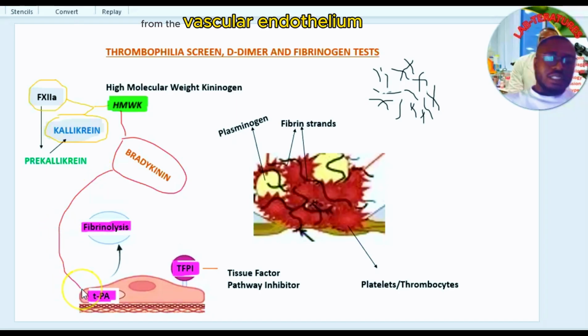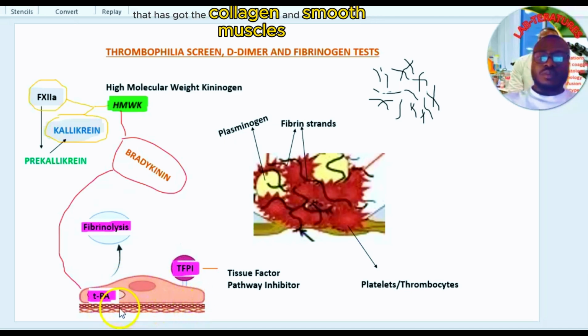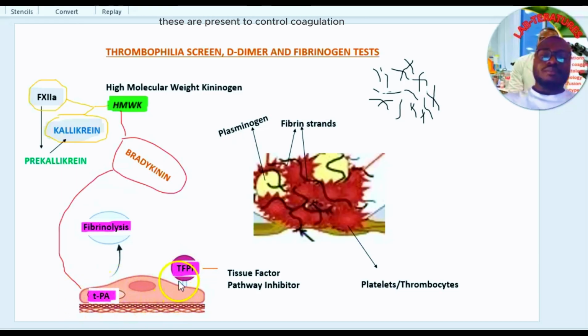from the vascular endothelium, and this is the vascular endothelium, and this is the subendothelial layers that has got the collagens and smooth muscles and all that. This is tissue plasminogen activator, and this is tissue factor pathway inhibitor. These are present to control coagulation within the blood vessels. Now let's look at this structure.